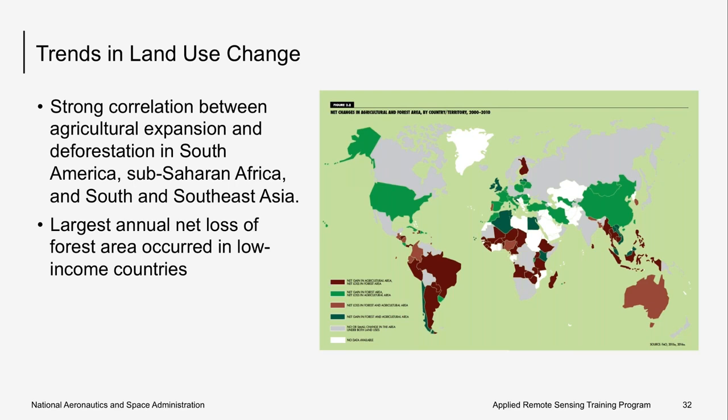The light green regions show a net gain in forests and a net loss in agriculture, and these are primarily in the US, Europe, and Northern Asia. The light red regions show a net loss in both agriculture and forests, and the dark green shows net gain in both of those categories.